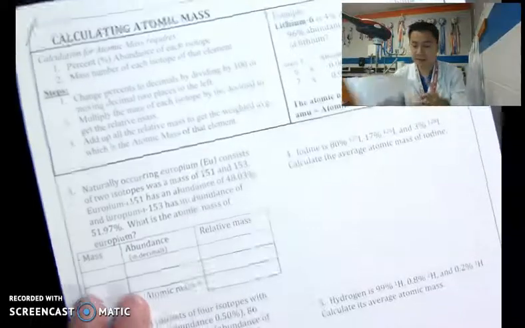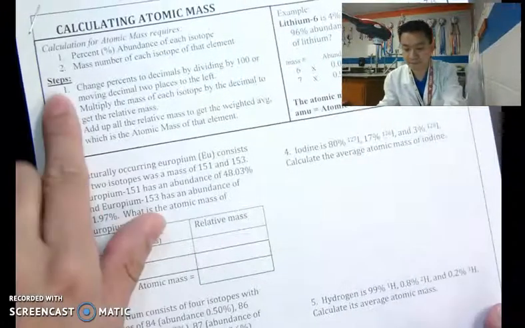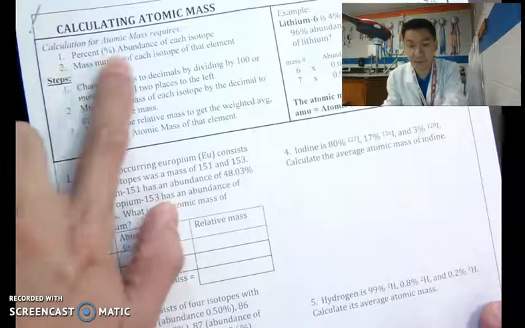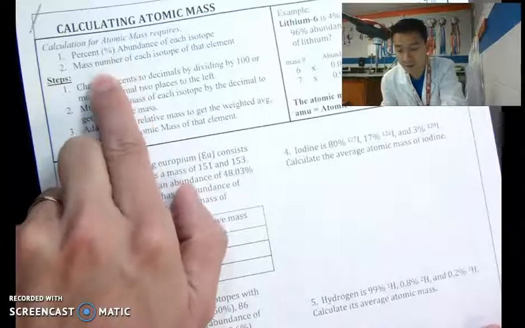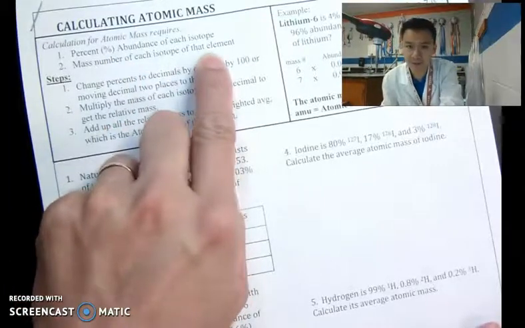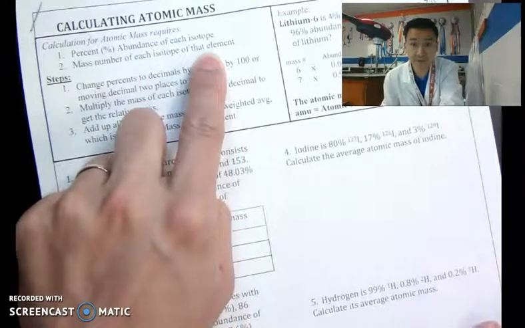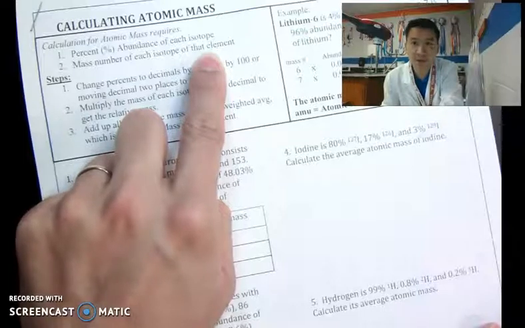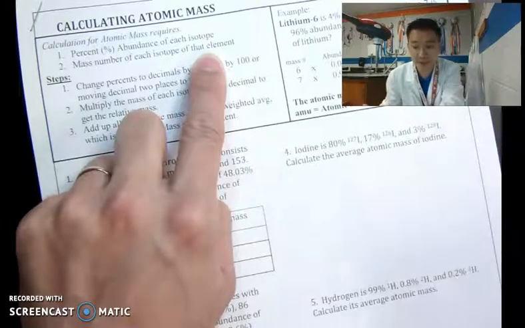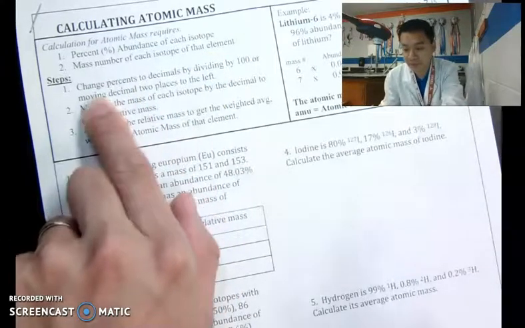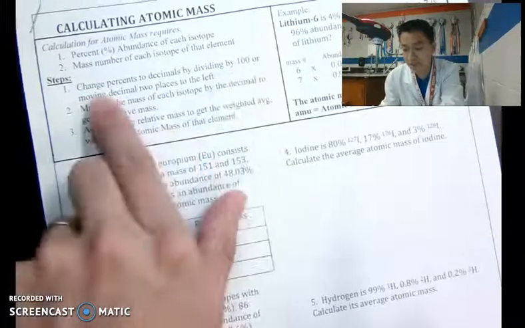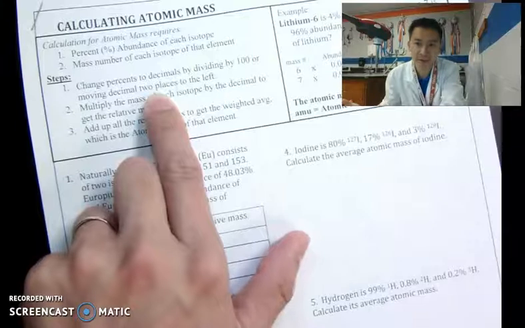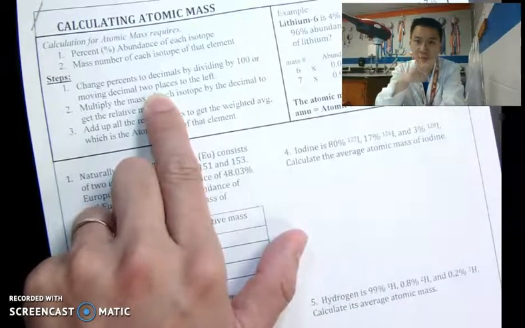So here are the steps. You need 2 things: the percentage of abundance, which is how much of each isotope there is, and the mass number of each isotope of that element. Most often it's going to be whole numbers, but some worksheets or books have decimals in the mass number as well. Step 1: change percent to decimals by dividing by 100, or moving the decimal place 2 places to the left.